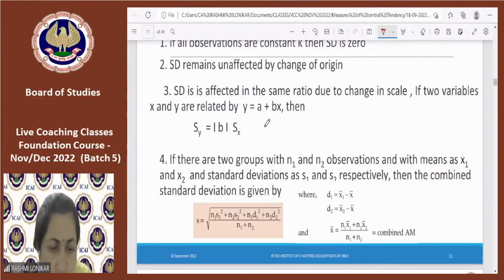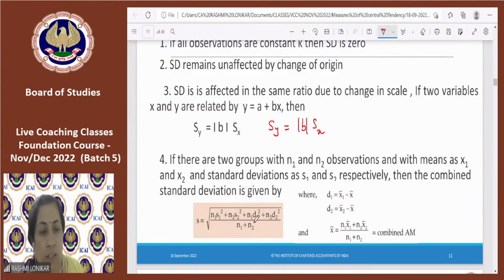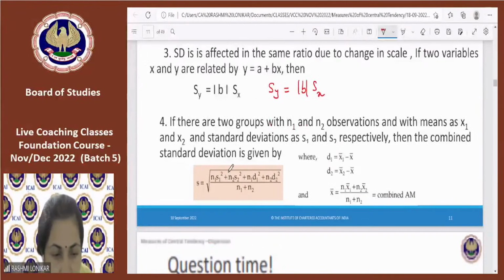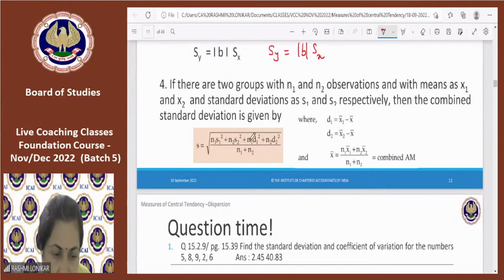Again, you have to remember that for standard deviation, when there is a change of scale, standard deviation of Y is equal to B times standard deviation of the original data. And then we have N1 S1 square plus N2 S2 square.